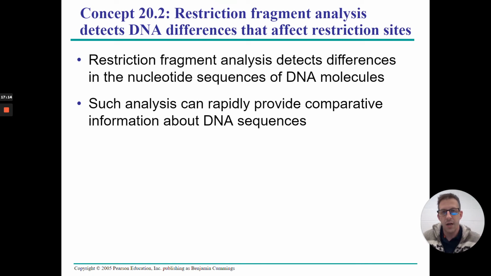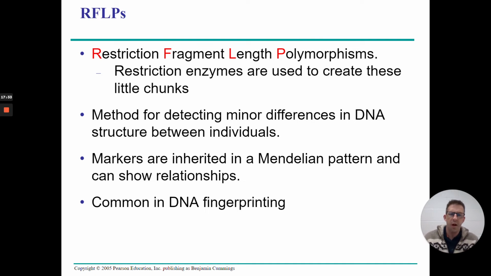Okay. All right, section 2 gets into restriction fragment analysis, and this is again where I talked about the importance of restriction enzymes, the fact that you have these little enzymes that cut DNA at very specific sites. Restriction fragment analysis detects differences in the nucleotide sequences of DNA molecules. It provides comparative information about DNA sequences, oftentimes can be used in DNA fingerprinting. One of the terms that you'll hear a lot when you talk about this type of DNA technology is called RFLPs, restriction fragment length polymorphisms.